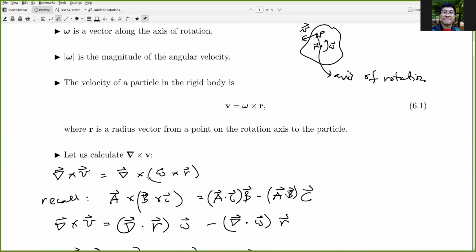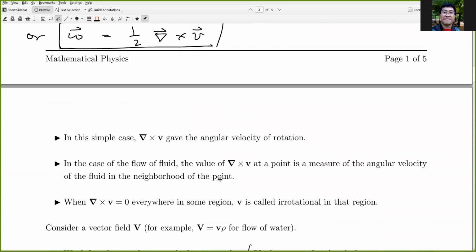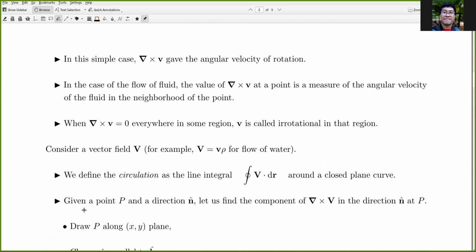So whenever we see curl, it means that it's something related to the angular velocity, something related to rotation. Here, in the simple case, del cross v gave the angular velocity. In other cases, for example, flow of fluid, the value of del cross v at a point is a measure of the angular velocity of the fluid in the neighborhood of the point. When del cross v, the curl of v, is 0 in some region, v is called irrotational in that region.